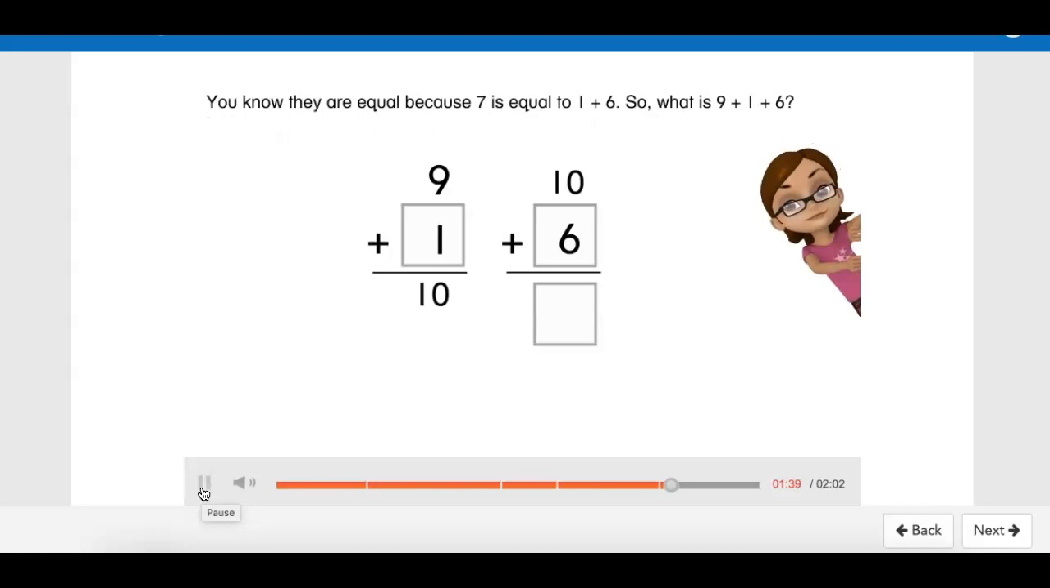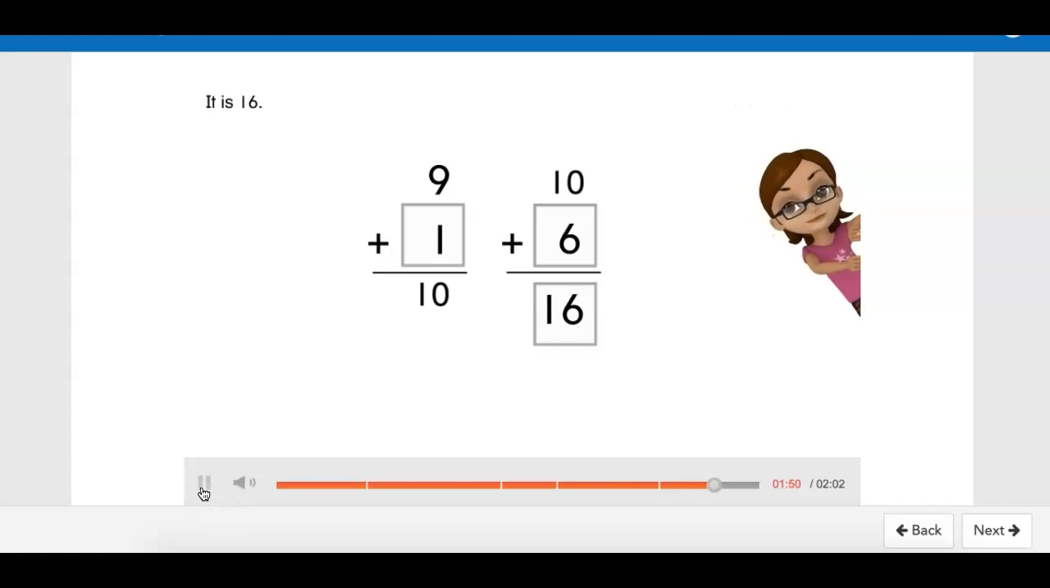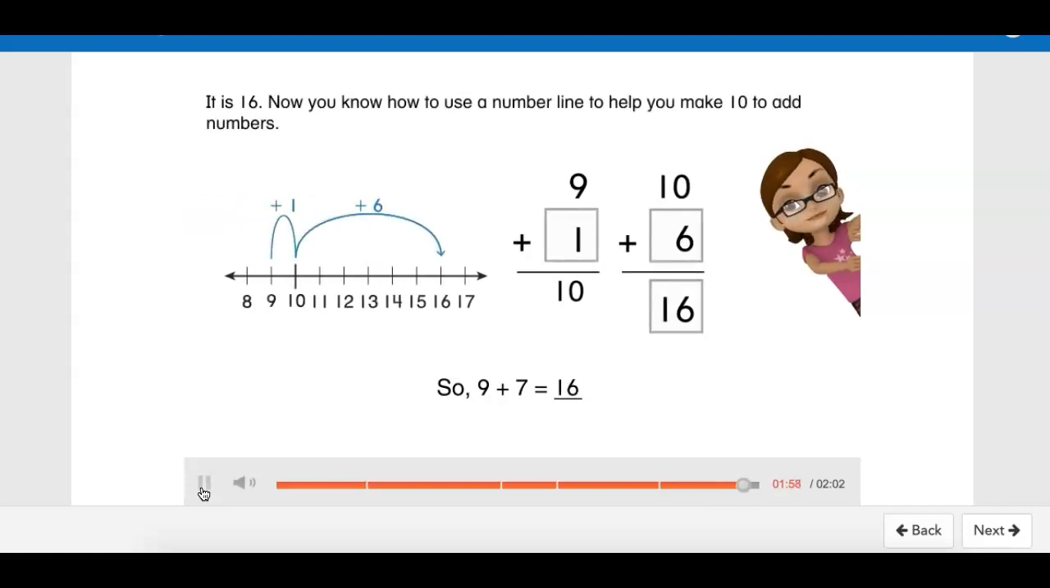You know they are equal because 7 is equal to 1 plus 6. So, what is 9 plus 1 plus 6? It is 16. So, 9 plus 7 equals how many? It is 16. Now you know how to use a number line to help you make 10 to add numbers.